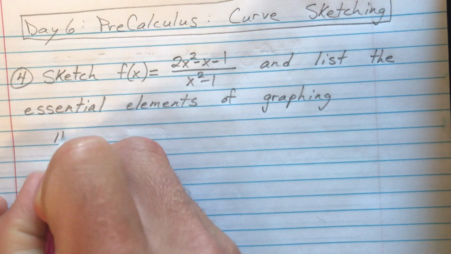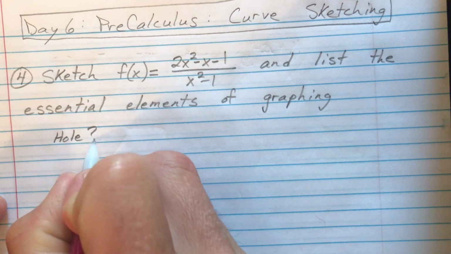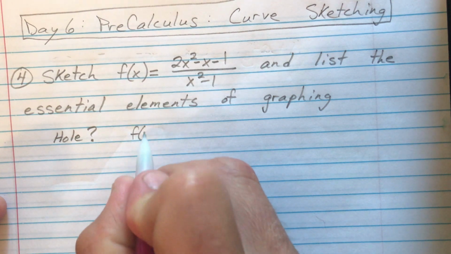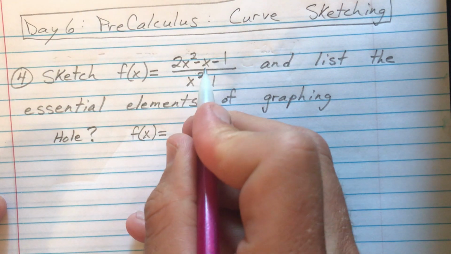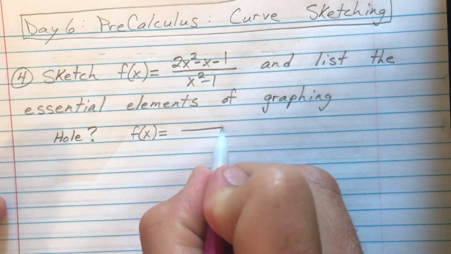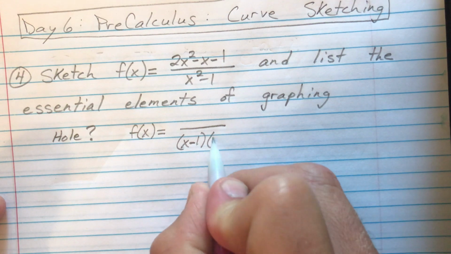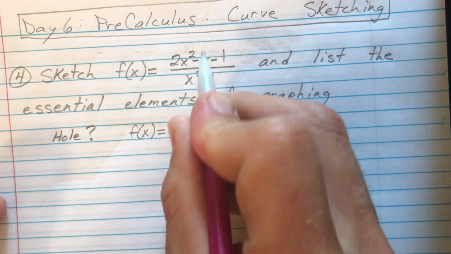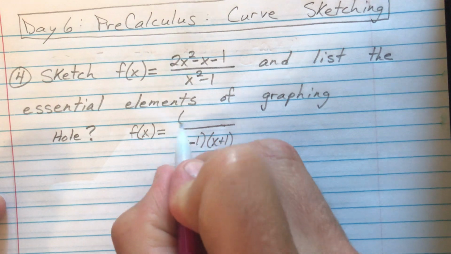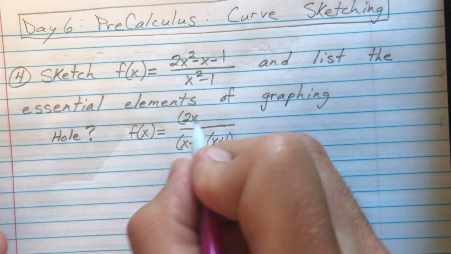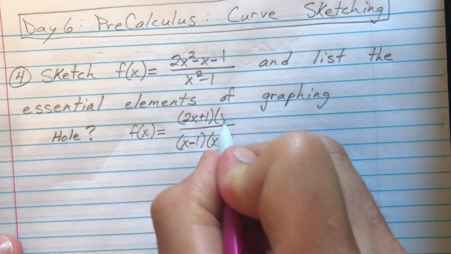The first thing you want to do is see if there's something called a hole in the graph. What that means is there's an undefined value that the graph will kind of skip over. So to figure out if there's a hole in the graph, you have to factor the numerator and denominator. The denominator is the difference of two squares, x minus 1 times x plus 1. The numerator breaks down to 2x plus 1 times x minus 1.